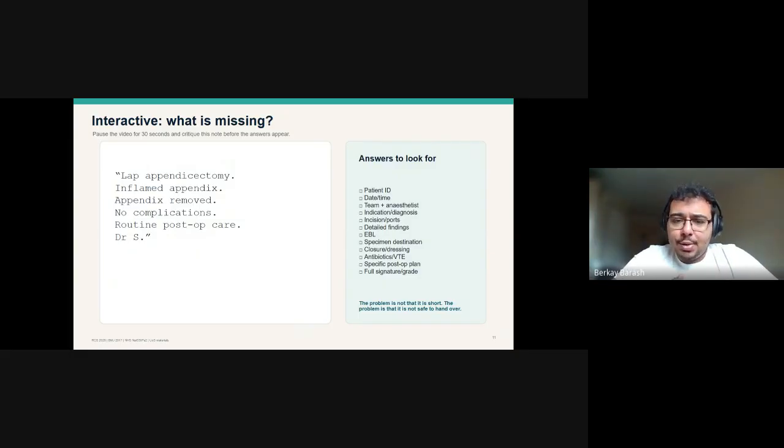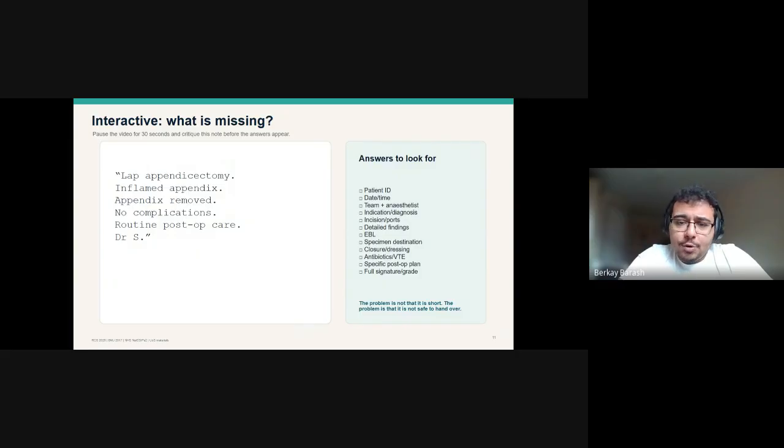We want to make sure that we have the indication. We want to make sure that we have the incisions and the ports. We want to make sure we have detailed findings of what was seen. We want to make sure that the estimated blood loss was recorded, and the specimen destination upon collecting the specimen from the appendectomy. Also, we want to have the closure and dressing and what was given there. We also want to think about treatment, where the antibiotic is not given here, or said anything about routine post-op care without detail.